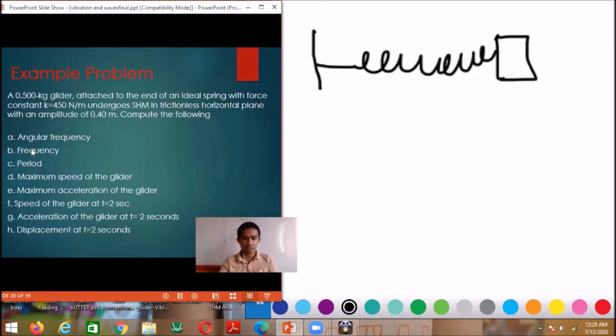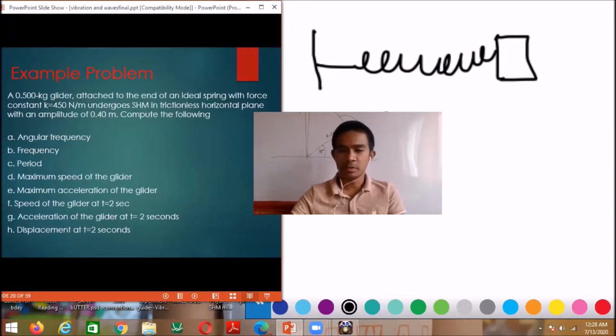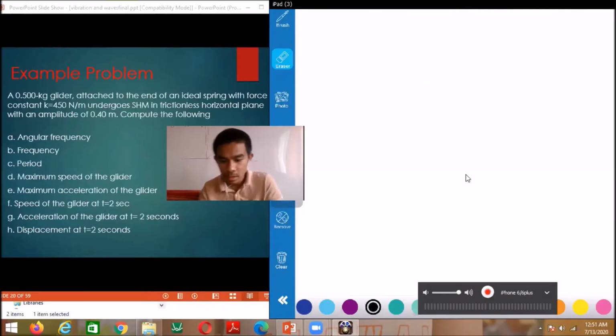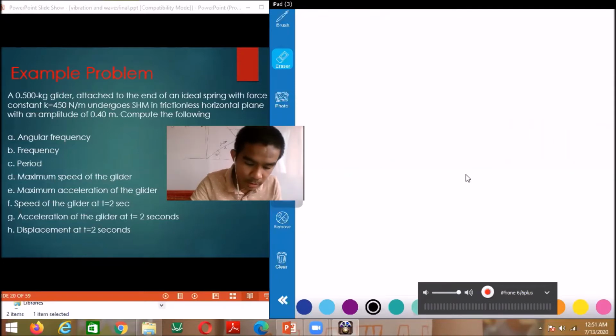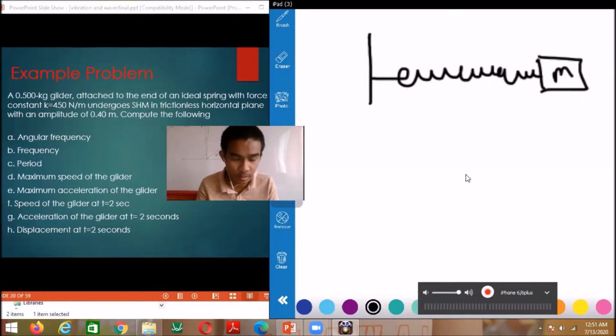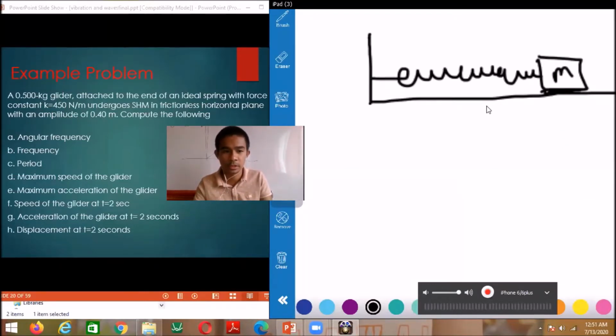Before that, you need to set your scientific calculator into radian mode. Let us solve first for letter A, the angular frequency. Now, if this is the spring, attached to it is a mass M, and then it is oscillating in a frictionless horizontal plane. So there are two forces acting on the glider.